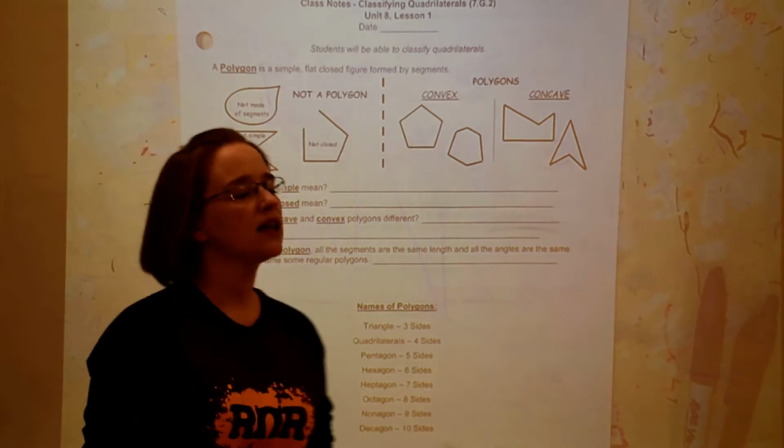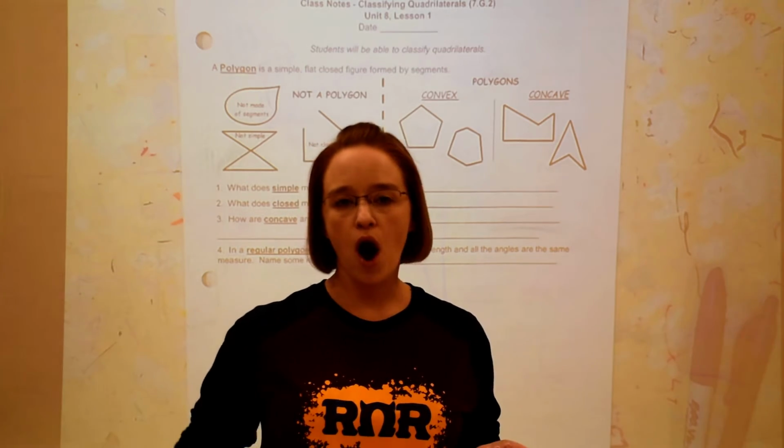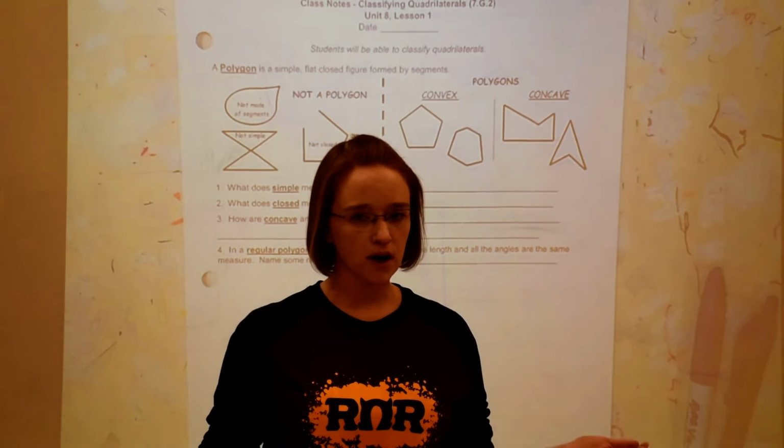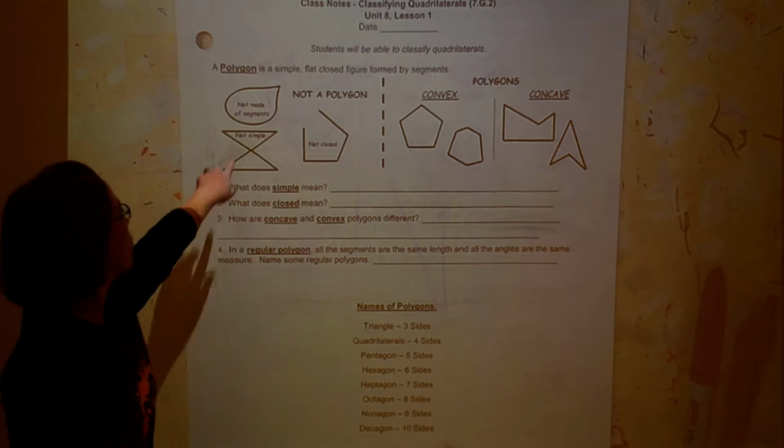We are talking about classifying quadrilaterals. So what's a quadrilateral? If we break the word down, quad meaning four. So it is a four-sided polygon. Quadrilaterals are just one of many polygons. Polygons are many-sided figures. So that is a broad term. Poly meaning many. So many-sided figure.